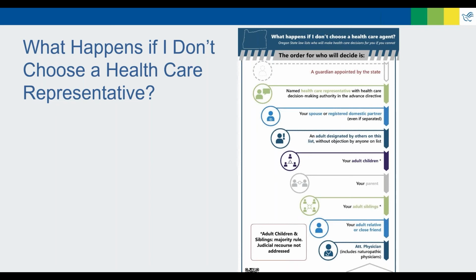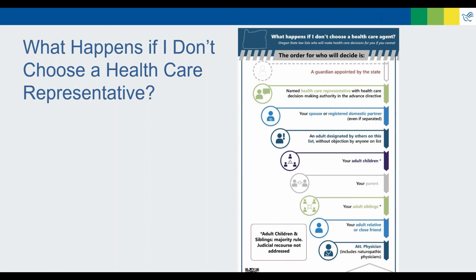So a guardian appointed by the state would be the top slot. That's a pretty specific circumstance. And then the next slot would be your healthcare representative. So if a guardian's never been appointed to you, then it would be your healthcare representative. After that, if you don't have either of those, then they keep going down this list. Next in line is your spouse or registered domestic partner. Note, even if you're separated, that person could be your decision maker, whether you want them to be or not. Of course, if you're divorced, they're not your spouse, and then they wouldn't be choosing for you. But if you're separated, then they would be in this slot.